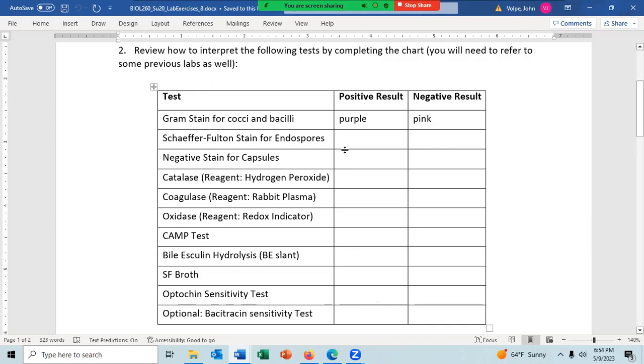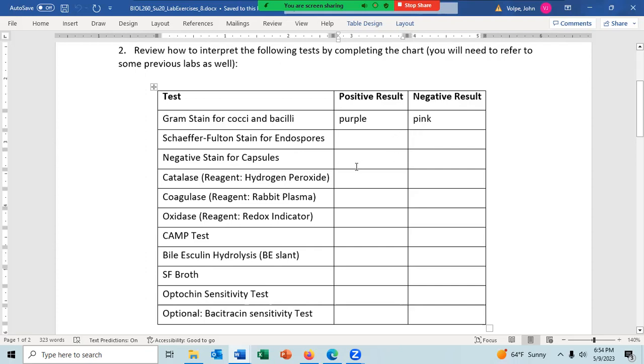The first test, the Gram stain, has been filled in for you. So on the Gram stain, if it's a positive result, we'll see purple cells. And if it's Gram negative, we'll see pink cells. So that's been filled in. So fill that in for the Schaefer-Fulton stain for endospores, and then the negative result.